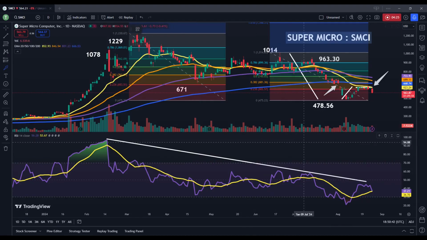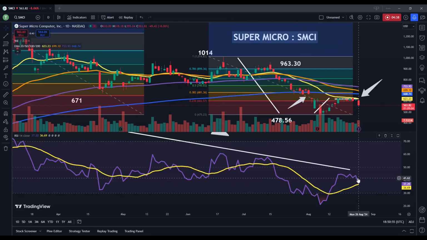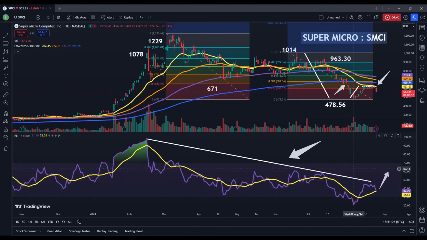So currently what we're dealing with here with Supermicro is an indicator reading that is strongly bearish in terms of the overall trend momentum that is being seen. However, share prices are currently coming into contact with this area, and it really wouldn't take much of an upside price movement in order for the share price in the stock to break above this trend line.